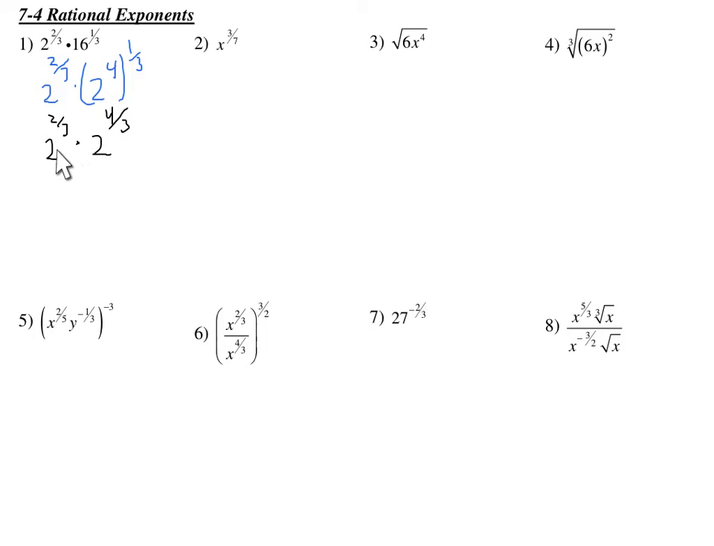Now, since the bases are the same, the properties say you can add the powers. So if you add those powers, 2/3 plus 4/3, you get 6/3, and 6/3, hopefully you realize, is 2. And what is 2 squared? 4. So all that is simply 4. The key is that you want to get the bases the same, so we had to change that to make that happen, and then you add the powers.